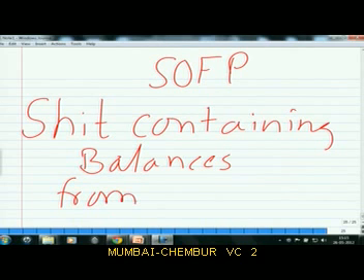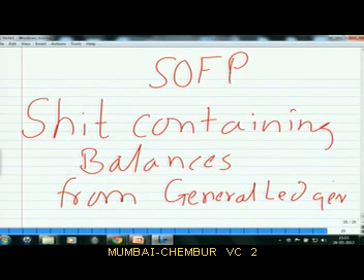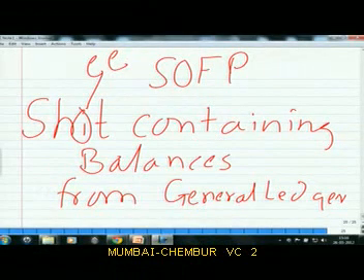All right. Now please, my spellings are not always correct. So let me correct the spelling. Because if it is the original spelling, then it will be Satyam Shivam Sundaram. All right. So, sheet containing the balances from general ledger.